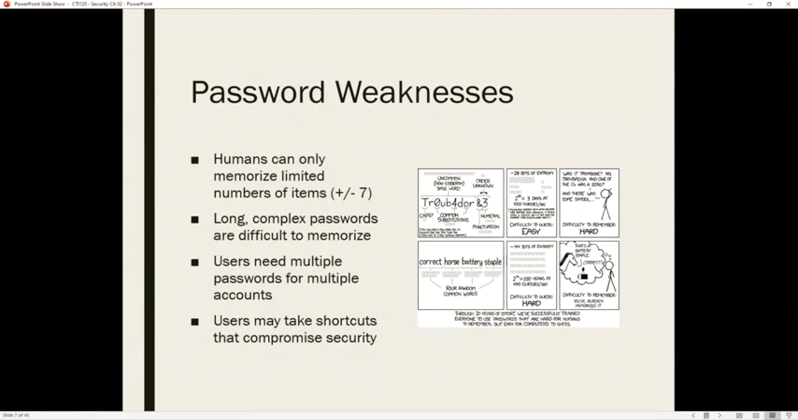So here in the bottom right corner, they have a horse saying, "That's a battery staple," and it's a little battery with a staple sitting on it, and then "correct" is the response. So correct horse battery staple gives us that kind of sequence.